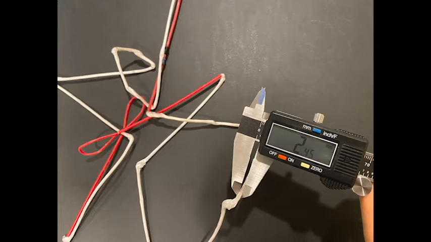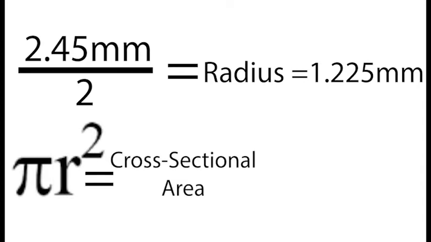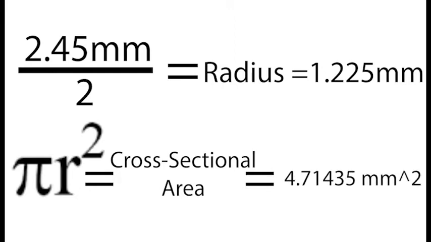which for me is 2.45 millimeters. We can then divide this in half to find the radius of the bowstring, and use the formula pi r squared to find the cross-sectional area. For my string, the cross-sectional area is 4.71435 square millimeters. Now we can solve for stress.